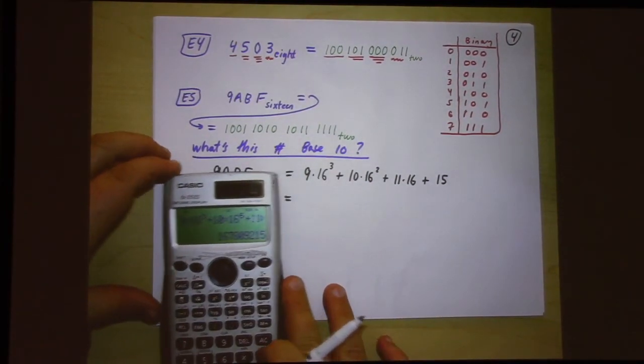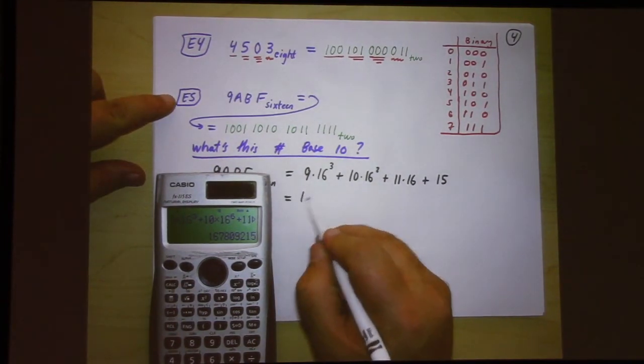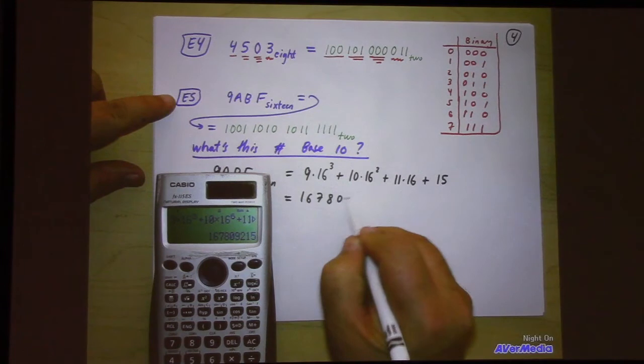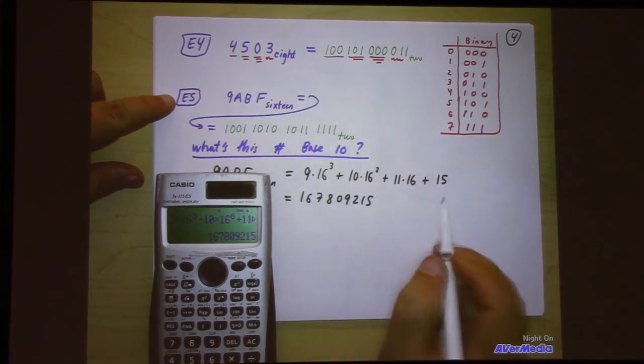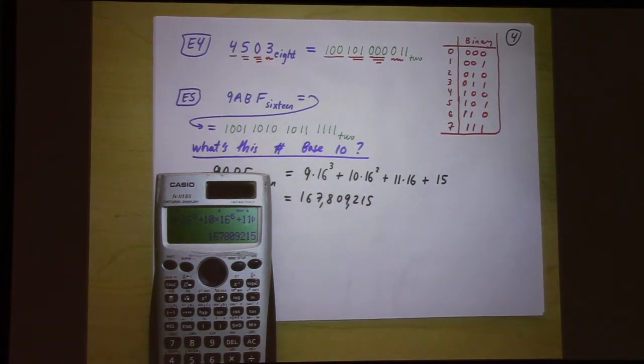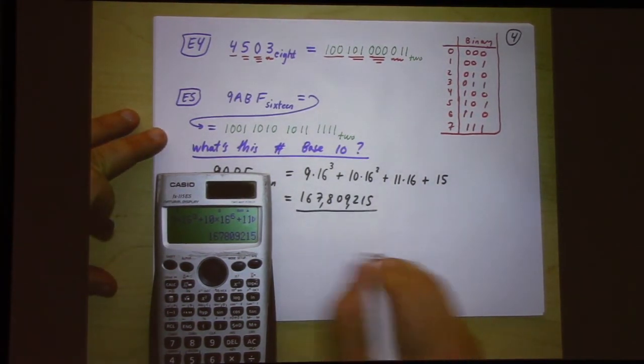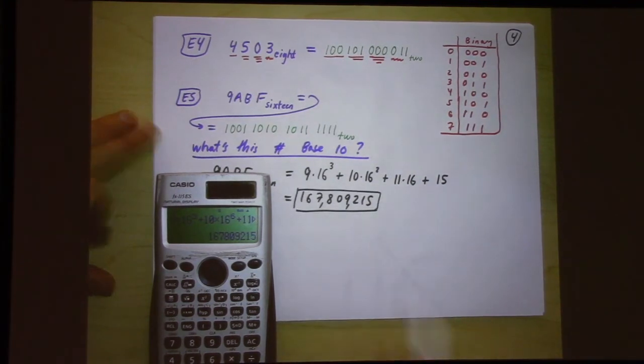So yeah, that number, 167809215. Put some commas in here. 167,809,215. Yeah, there you go. So apparently you can do a lot with base 16, right?